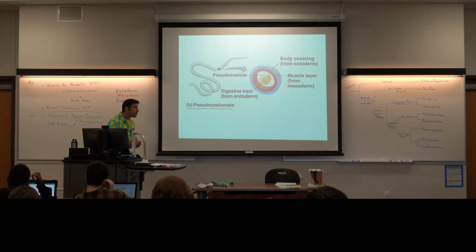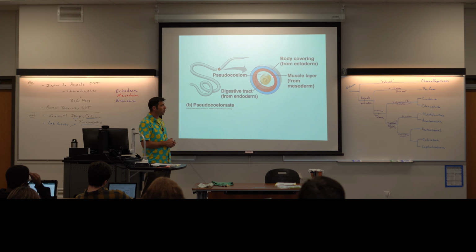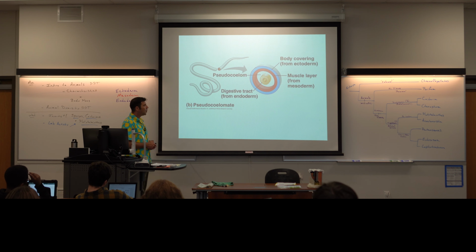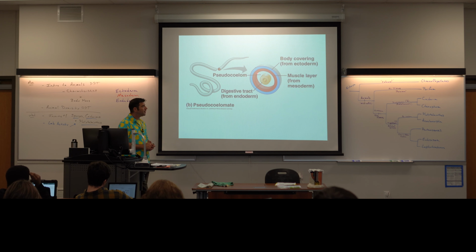This animal does have a body cavity, but it's not considered a true body cavity because it's not within the middle of the mesoderm. This body cavity is in between the mesoderm and the endoderm. So this is what we call a false body cavity, or a pseudocoelomate. These roundworms, these are parasitic worms that are often found in pigs. These are pseudocoelomates. They have this body cavity between endoderm and ectoderm. So, not a true coelom.